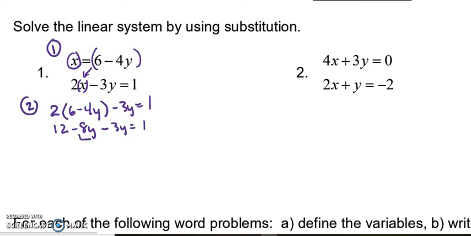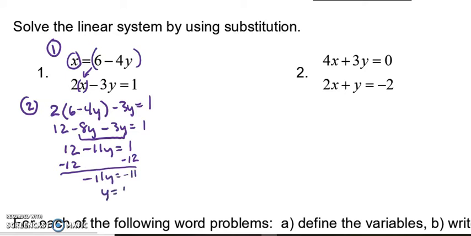So we're going to combine like terms. This turns into 12 minus 11y equals 1. And then you're going to subtract 12 from both sides. And you end up with negative 11y equals negative 11. So y equals 1. Okay, so that is the x equals y equals step. Step number 2 is the sub and solve.